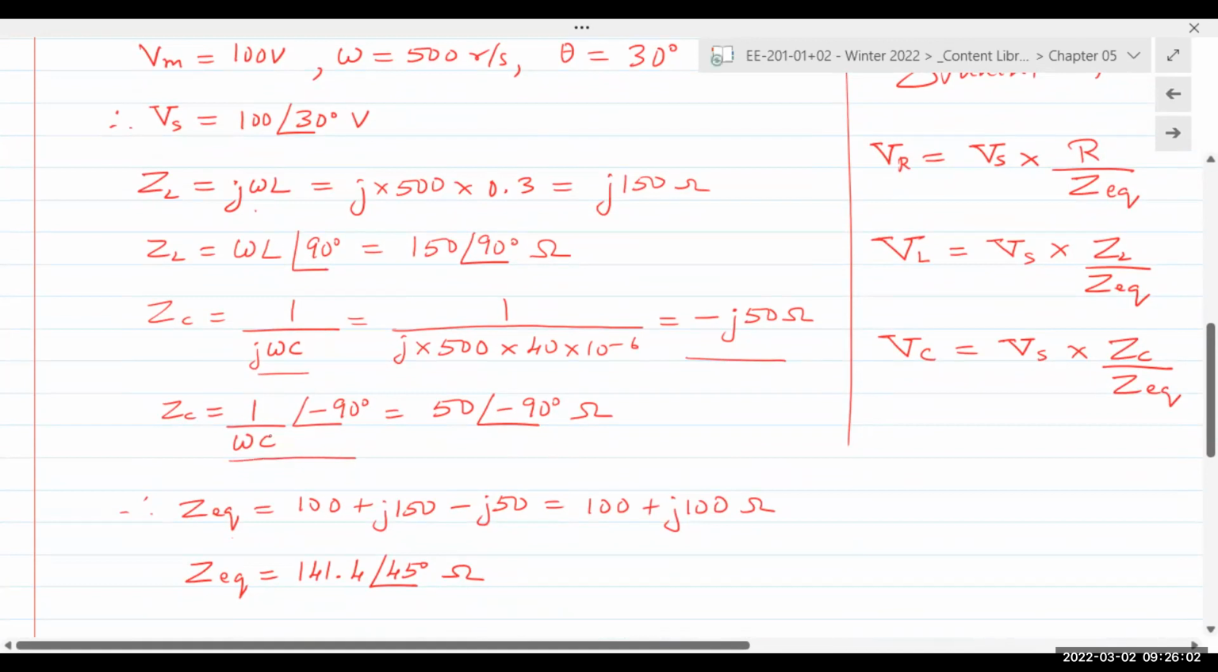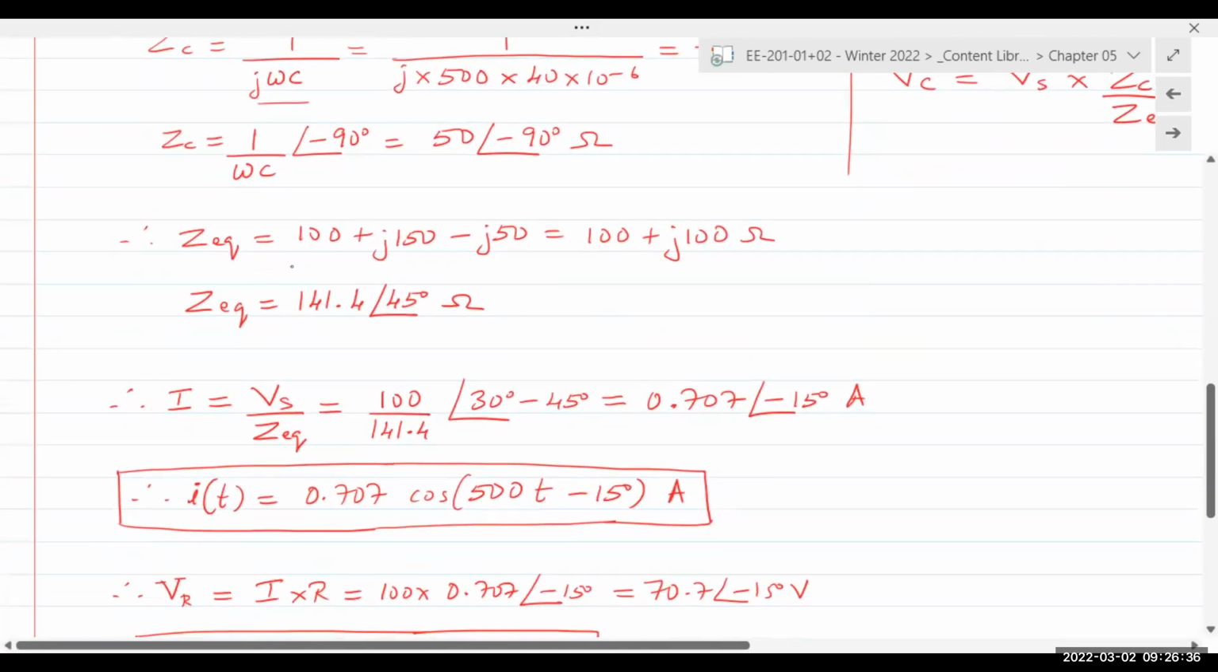And in polar coordinates, 1 over omega C with an angle of minus 90. Again, current leads the voltage, meaning the voltage is lagging. If the voltage lags, it's a phase angle of minus 90. And so impedance for a capacitor will always have a phase angle of minus 90. So 1 over omega C, 1 over j omega C, or 1 over omega C with the angle of minus 90. And so I get minus j50 ohms, and 50 with an angle of minus 90 ohms.